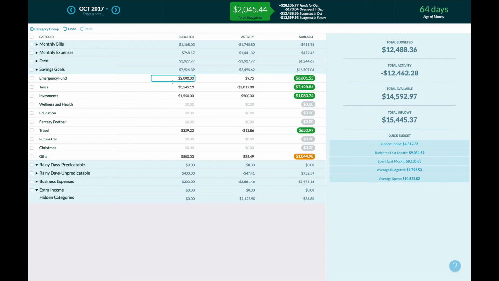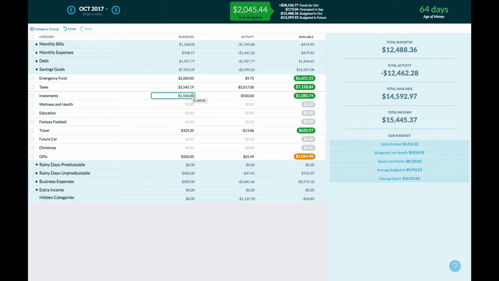So I've started putting money back into a savings. So I'm building this back up. So I put 2,000 here. Of course, I have to do taxes for my income. So that is what came out there. And then investing as well.